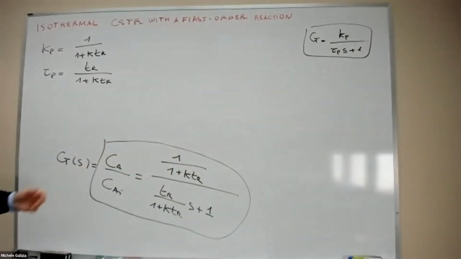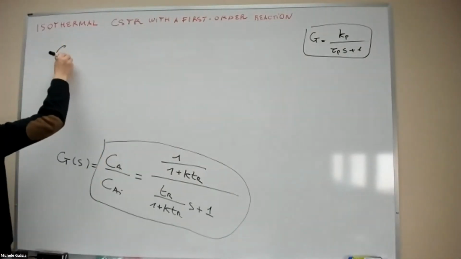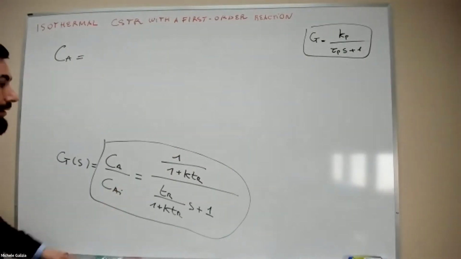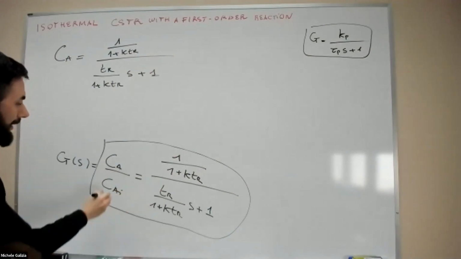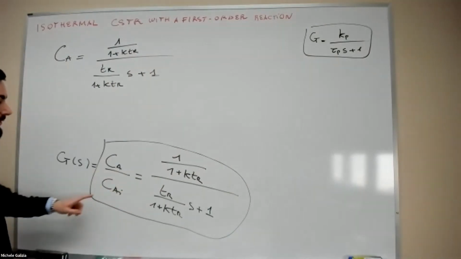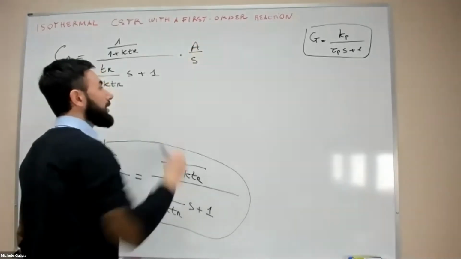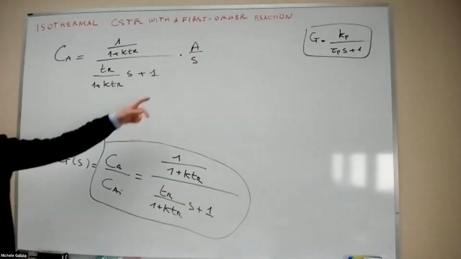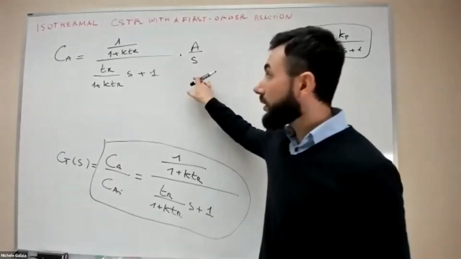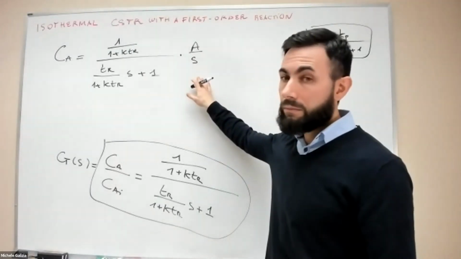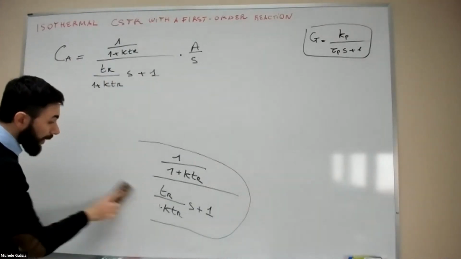Okay, as usual, the response in the Laplace domain is the transfer function times the Laplace transform of the disturbance. The disturbance is a step of amplitude A in the inlet reactant concentration, and so the Laplace transform will be A over s. Does this make sense for everyone? Yes. Okay.